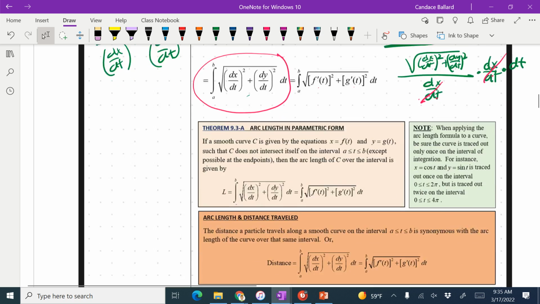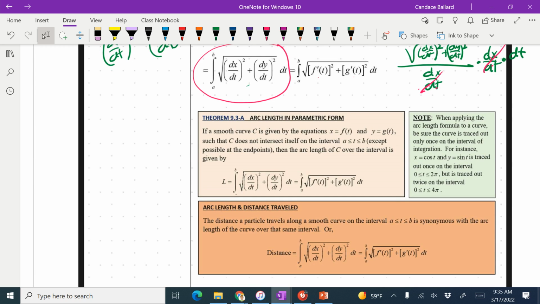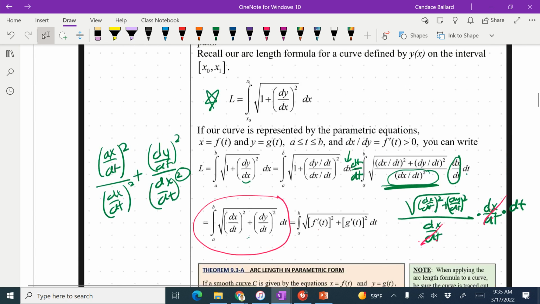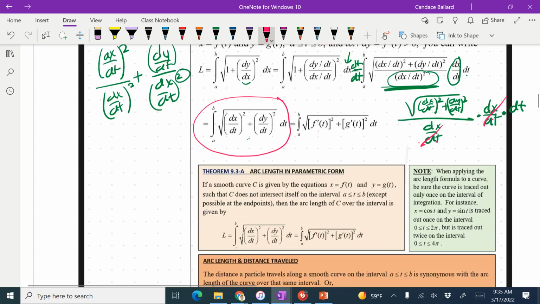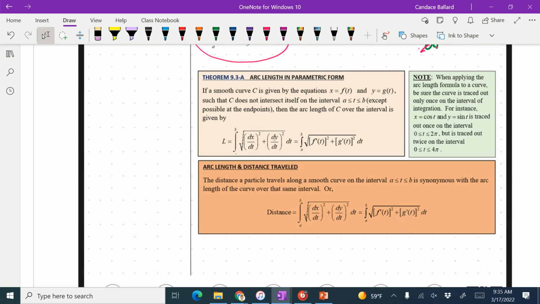Okay. So you're responsible for 2 arc length formulas on the AP test. You're responsible for this one, which was just rectangular, and you're responsible for parametric. So really, this one here, it's just the square root of the derivative of x squared plus the derivative of y squared. Okay, that's all that it is. It looks like another formula though that we're familiar with.